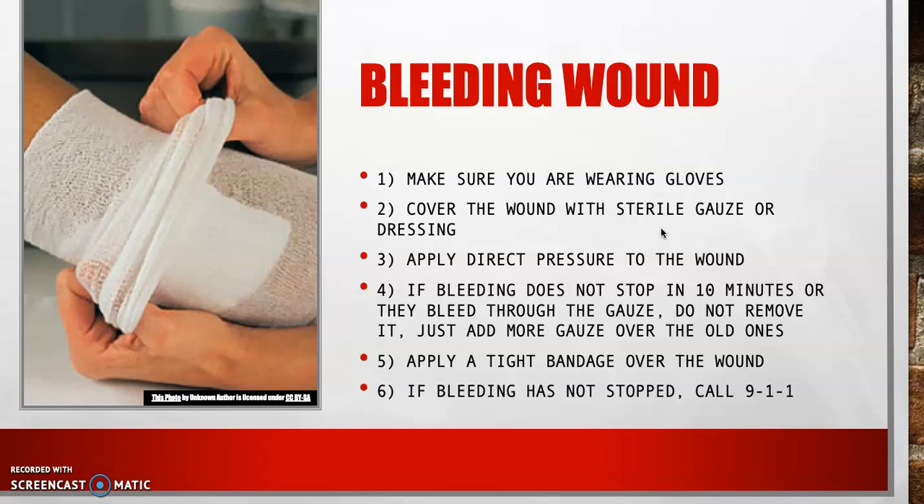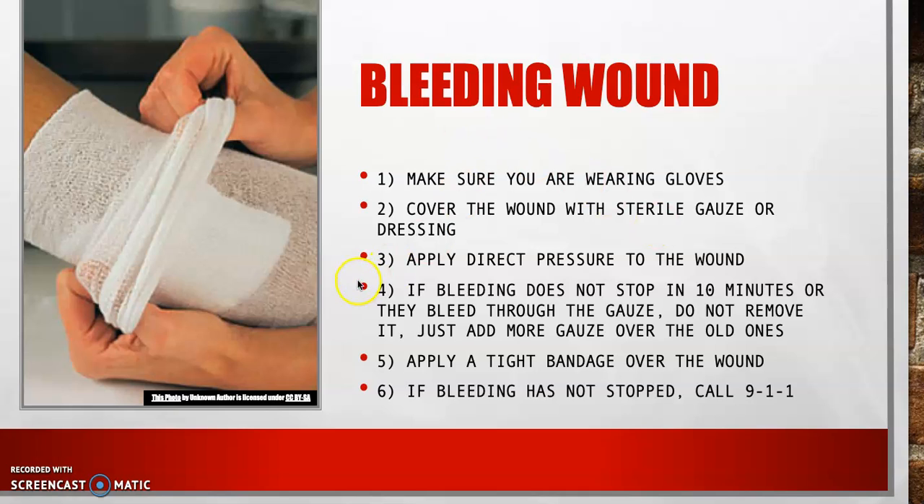4, if bleeding does not stop in 10 minutes or they bleed through the gauze, do not remove the current gauze. Just add more gauze on top of the old ones. 5, apply a tight bandage over the wound. And 6, if bleeding has not stopped, call 911.